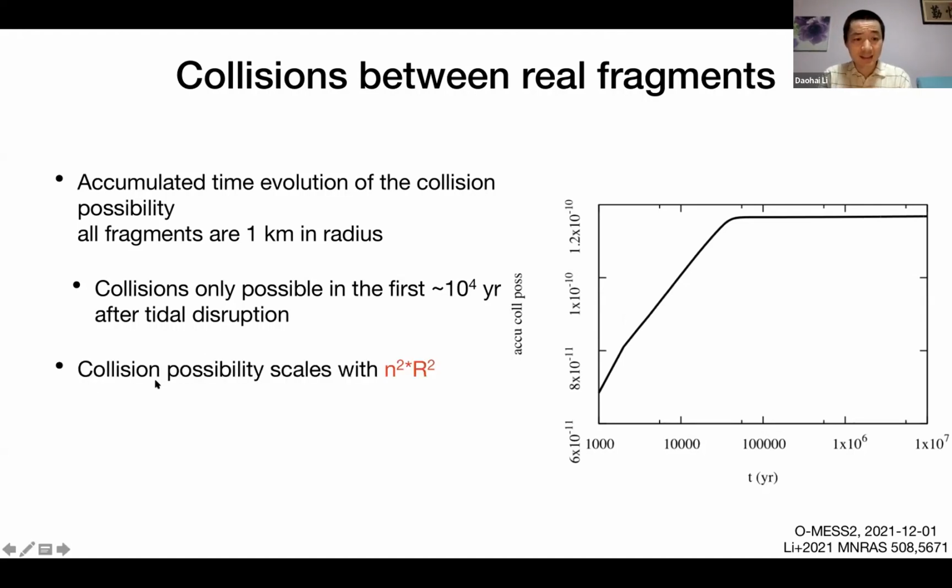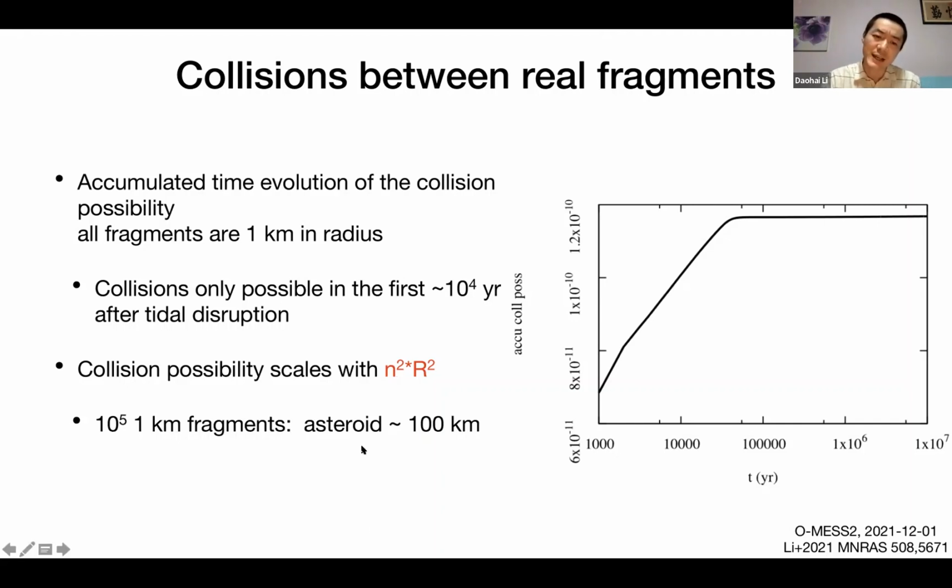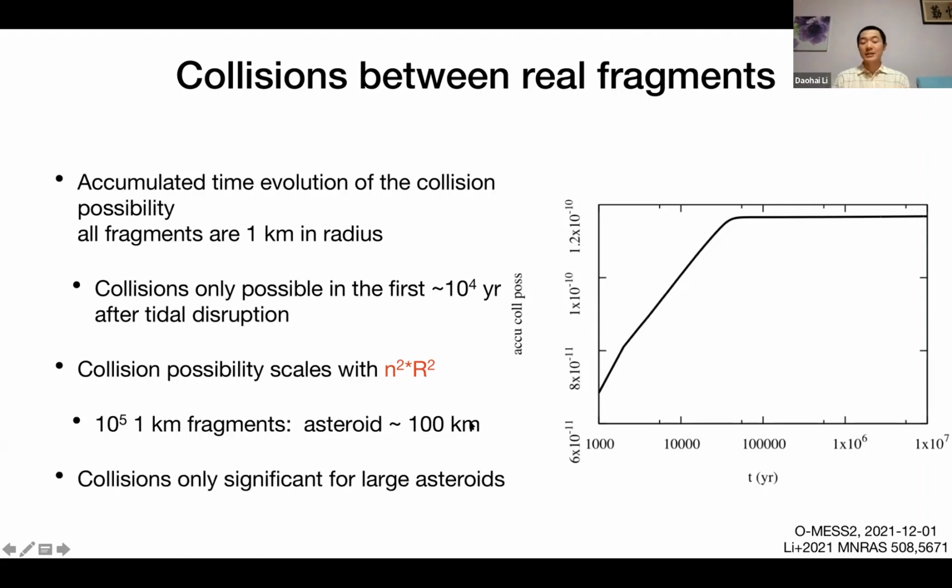And we consider that the collision probability scales with N squared r squared, where N is the number of fragments. And we see that the absolute collision probability is, let's say, of the order of 10 to the minus 10. So if we want this to be near unity, we would need 10 to the 5 1-kilometer-sized fragments. This means that for the mutual collisions to be important, the asteroid has to be as large as 100 kilometers or so. This means that collisions are only significant for large asteroids.